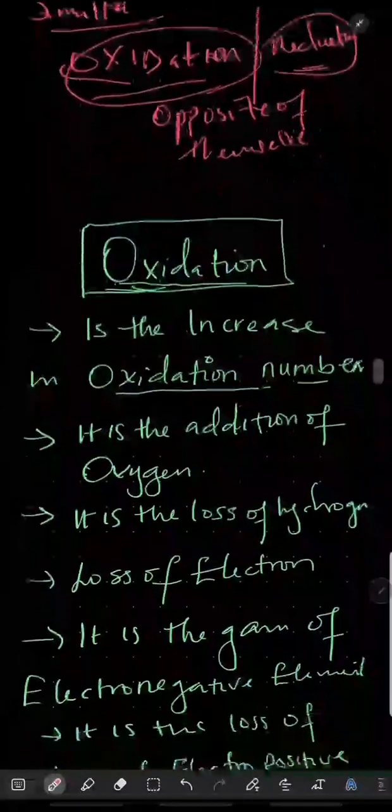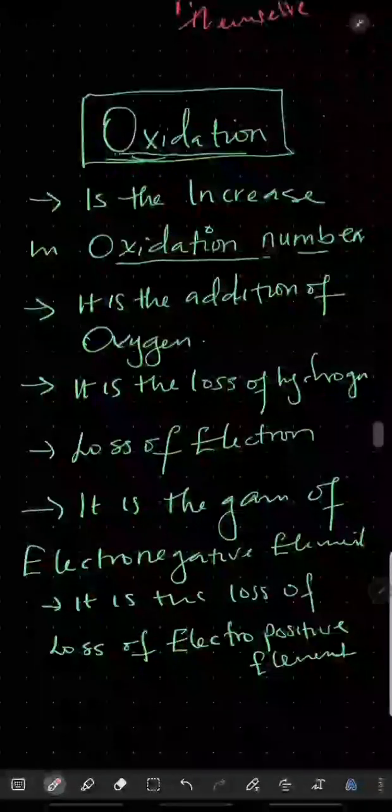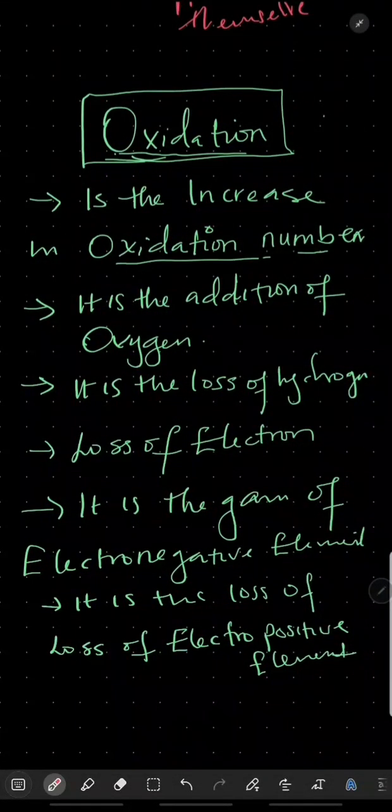What is the meaning of oxidation? Oxidation can simply be defined in about six ways: one, two, three, four, five, and six. The first one: from the word oxidation, it loves oxidation number. It is happy whenever oxidation number is increasing. So oxidation is the increase in oxidation number.